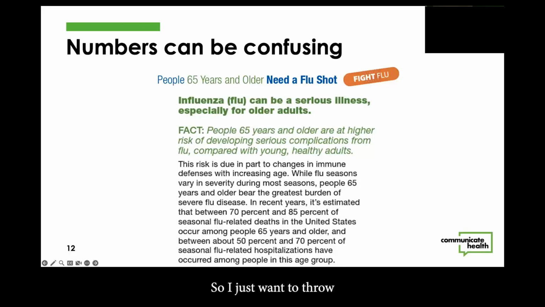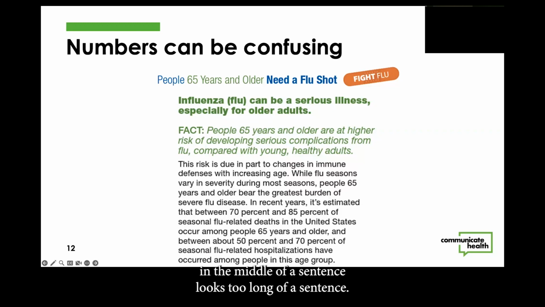All right. So I just want to throw this slide up really quickly, just to give an example of some health content that uses numbers in a pretty confusing way. This is from a government fact sheet about older adults and the need to get a flu shot and how important that is. In the smaller black text at the bottom, there's a sentence that says, "In recent years, it's estimated that between 70% and 85% of seasonal flu-related deaths in the United States occur among people 65 years and older. And between about 50% and 70% of seasonal flu-related hospitalizations have occurred among people in this age group." It's a bad sign when you have to take a breath in the middle of a sentence.